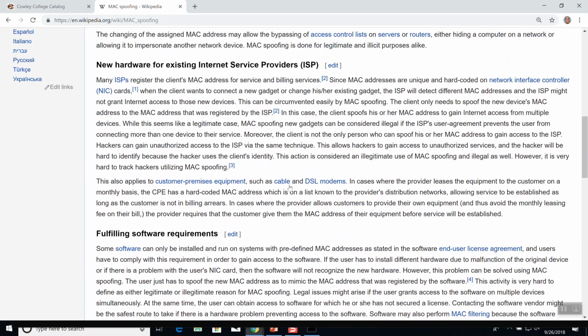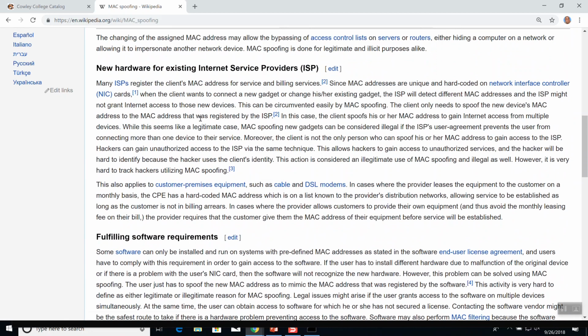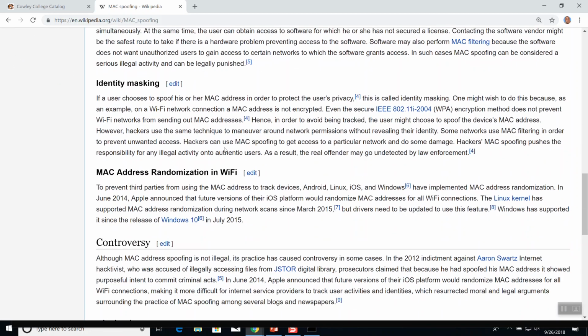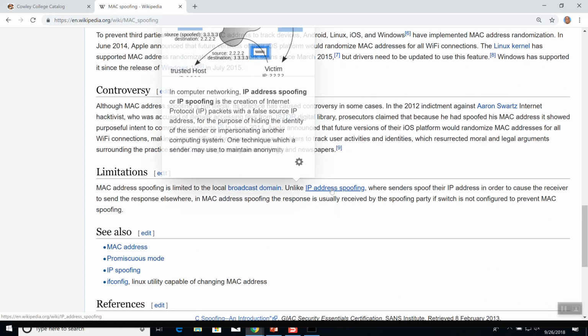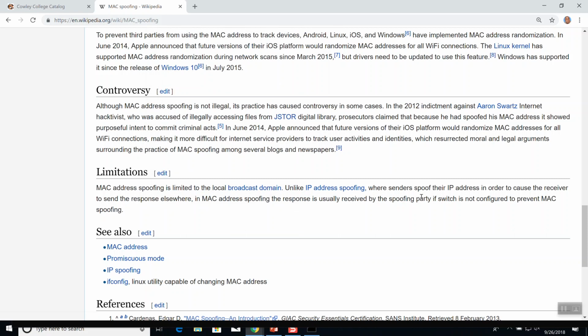It talks about a switch to prevent MAC spoofing. What was I referring to? Do we know? It says MAC address spoofing is limited to the local broadcast domain, unlike IP address spoofing where senders spoof their IP address in order to cause a receiver to send a response elsewhere. In MAC address spoofing, the response is usually received by the spoofing party if the switch is not configured to prevent MAC spoofing. I don't know.